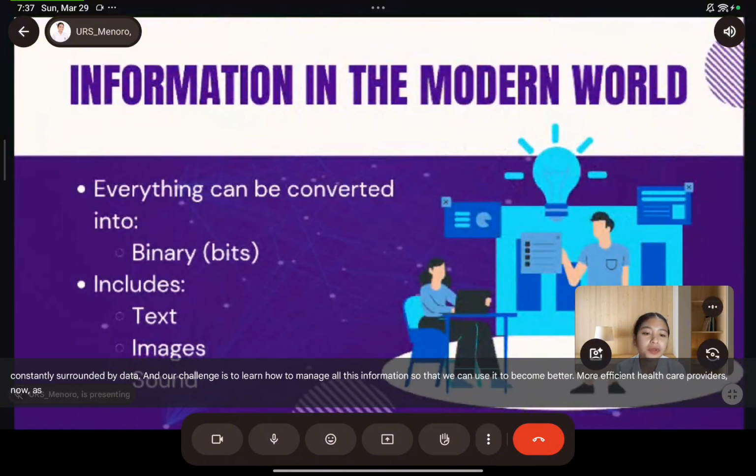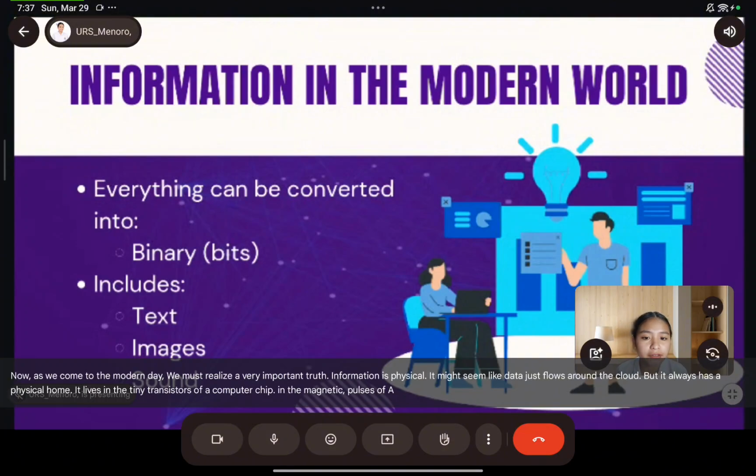Now, as we come to the modern day, we must realize a very important truth. Information is physical. It might seem like data just floats around the cloud, but it always has a physical home. It lives in the tiny transistors of a computer chip, in the magnetic pulses of a hard drive, or in the chemical bonds of our DNA.